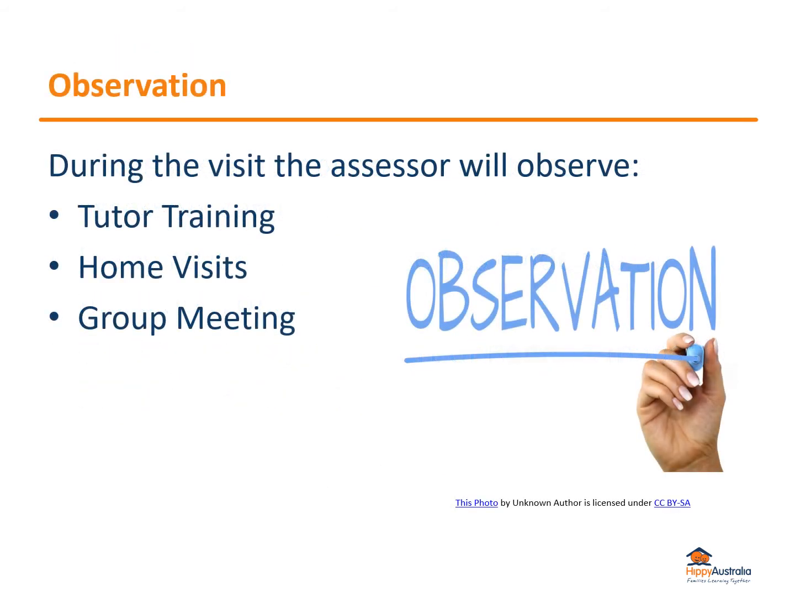Observation. Observation evidence is any activity that is directly observed by the assessor. As part of the visit, the assessor will observe tutor training, home visits, and group meetings. This provides an opportunity to see the quality of how the site is meeting a standard. Any evidence not directly observed by the assessor is considered feedback, not observation.